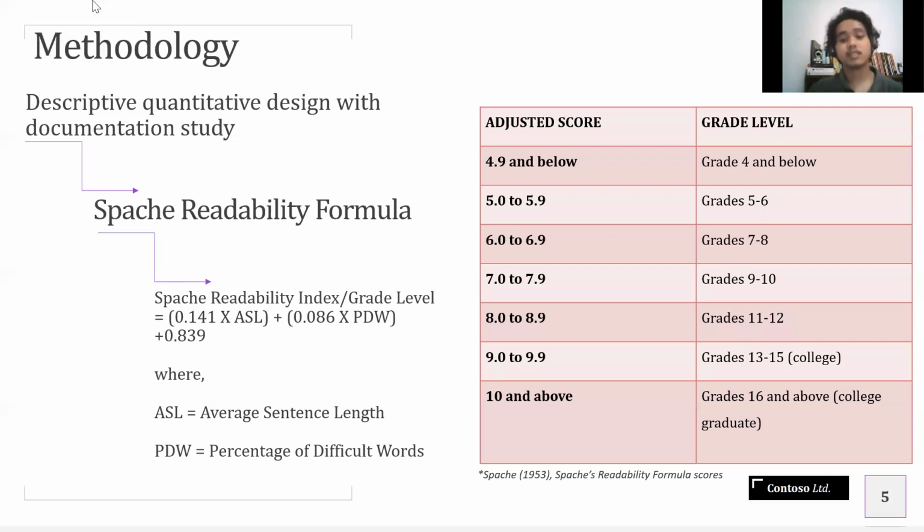So I choose this formula because the space readability formula, according to Space himself, it works based on texts that are for children under the age of 9, which is in line with the research objective that is examining the readability level of a third grade textbook.